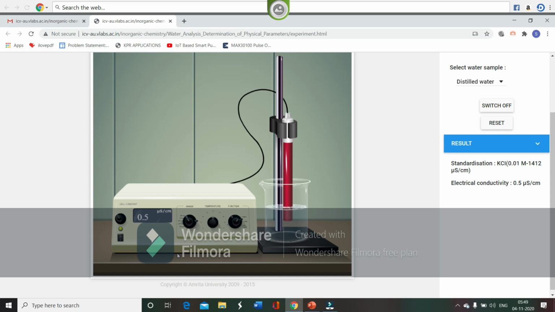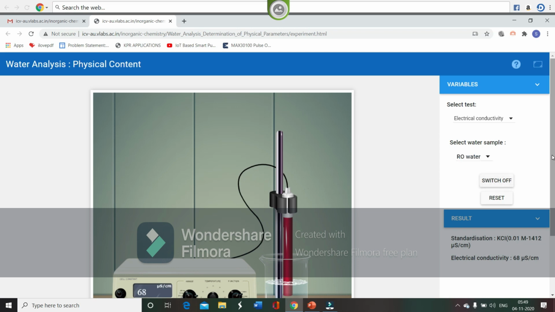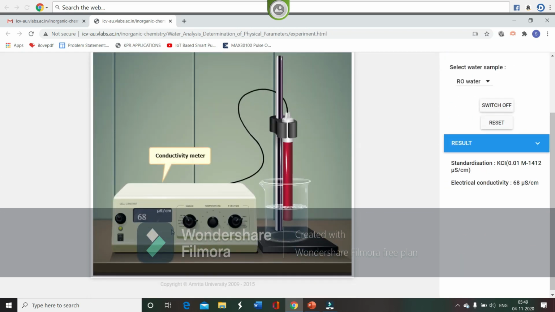A third sample solution is taken, RO water. Now switch on the meter. Electrical conductivity is found to be 68 microsiemens per centimeter. Repeat the same procedure for n number of samples taken.